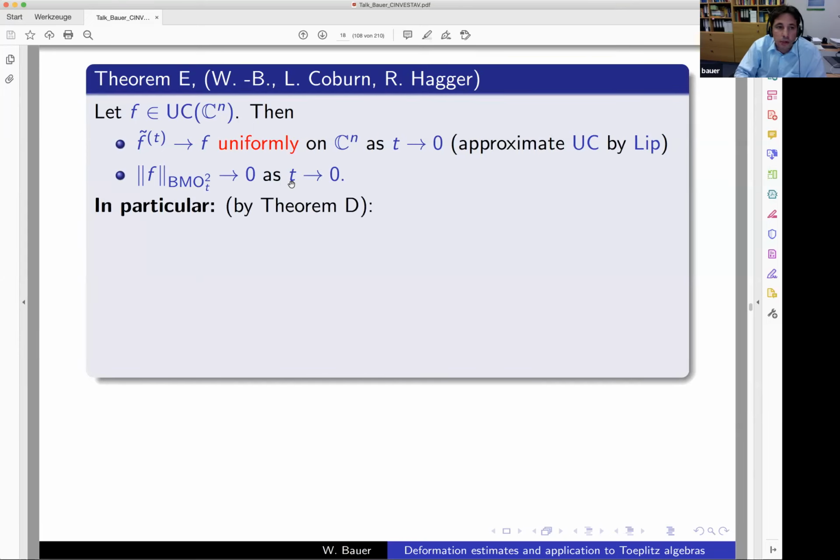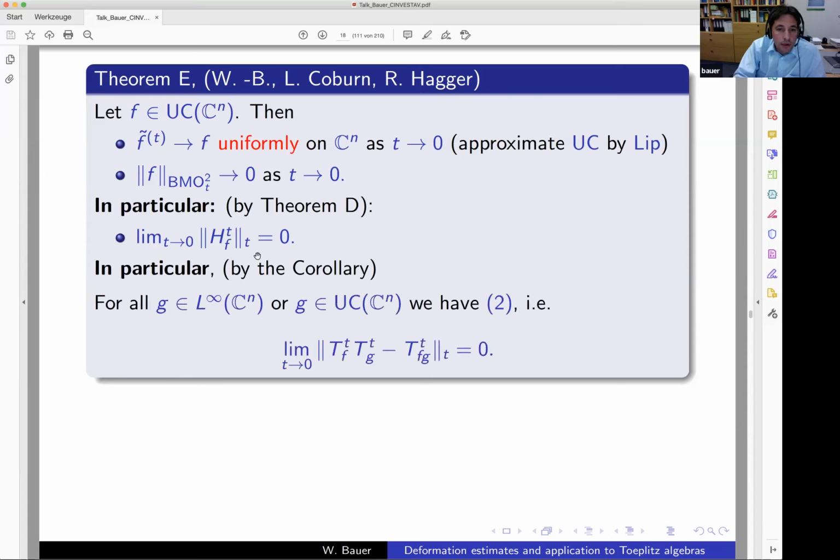So if you restrict the oscillation, that goes to 0 if the semi-classical parameter goes to 0. So if we use theorem D, which was this estimate of the norm of the Hankel operator by this quantity here, then you know that under this condition, the Hankel operator in norm also goes to 0. And if you recall, the semi-commutator is expressed as a product of the adjoint of the Hankel operator and the Hankel operator itself. You get immediately that if G is a bounded function, or G might be unbounded but uniformly continuous, then this limit here is always 0 if f is uniformly continuous.